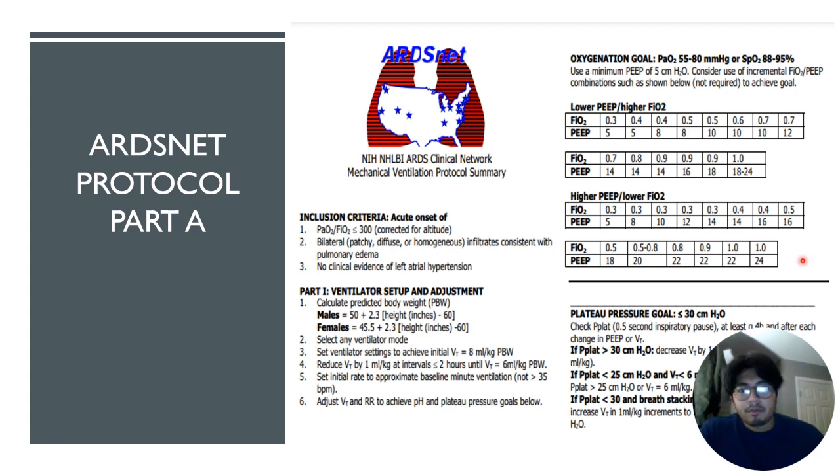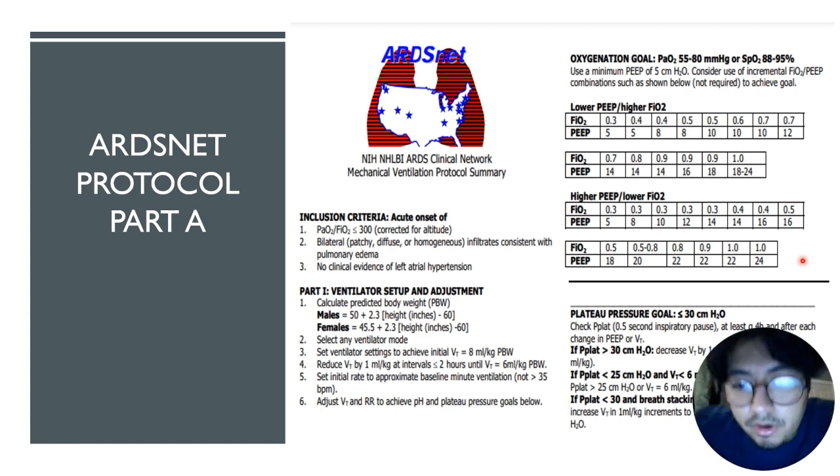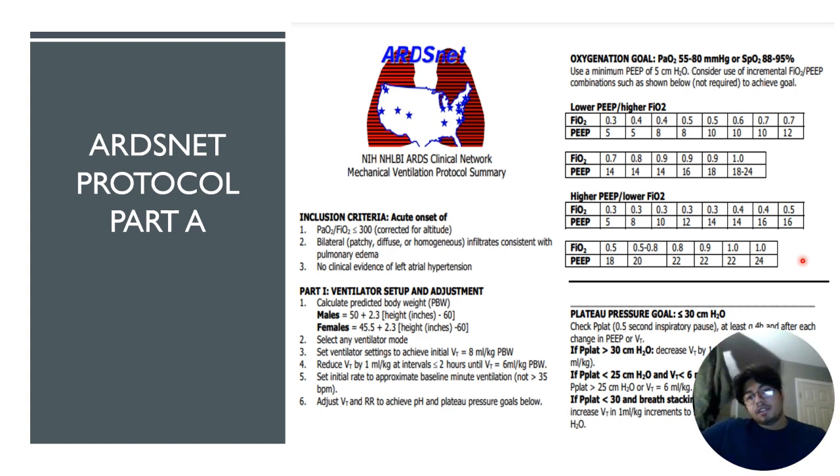If your plateau is greater than 30 centimeters of water pressure, then you want to decrease your tidal volume by 1. And if your plateau pressure is less than 25 centimeters of water pressure and your tidal volume, you'd want to try to regulate that together as well.